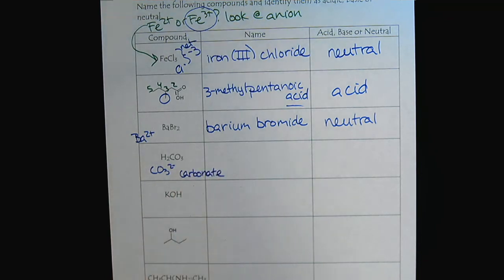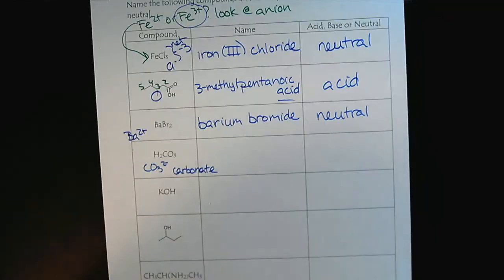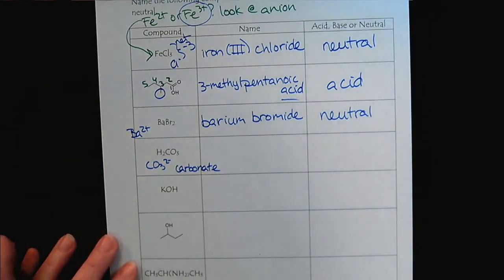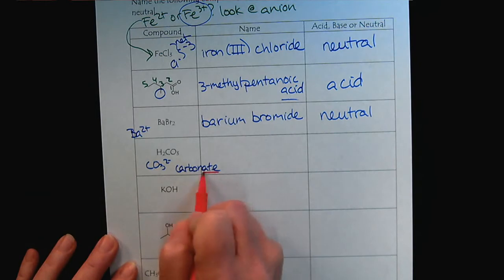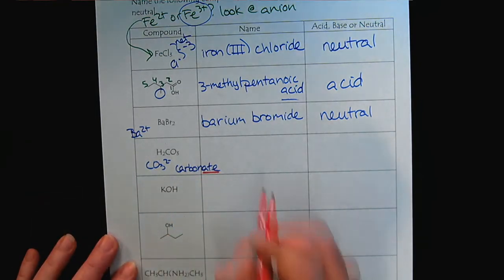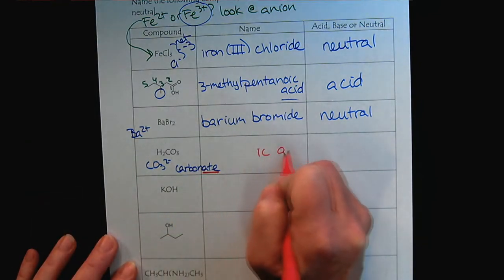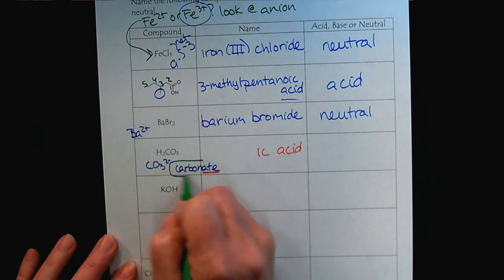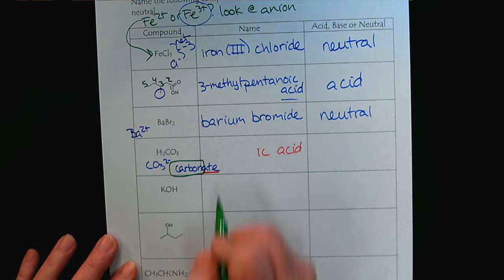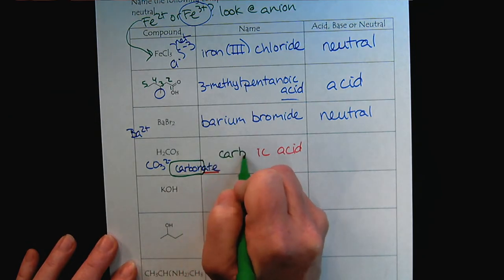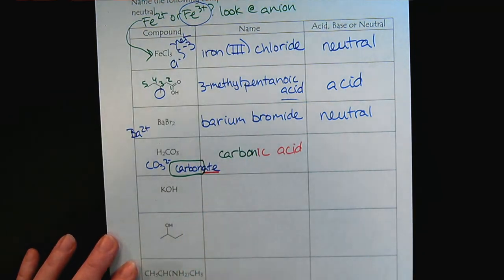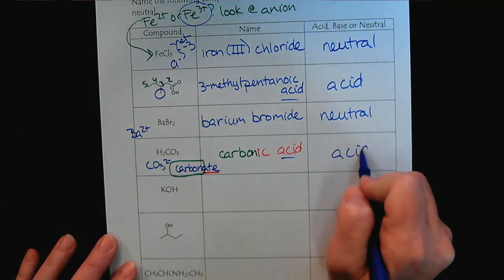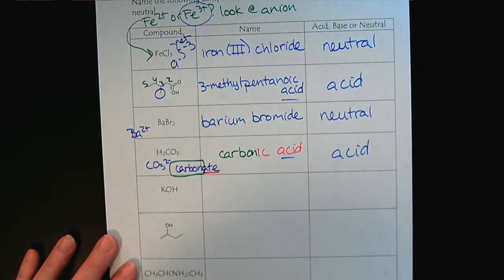So this has carbon, but we lump it into the inorganic nomenclature, right? So focusing on the ate, the ate tells us that we're going to have ic acid, and everything in front of the ate is the stem. So this is our carbonic acid, and once again, if acid's in the name, we know it's an acidic compound.